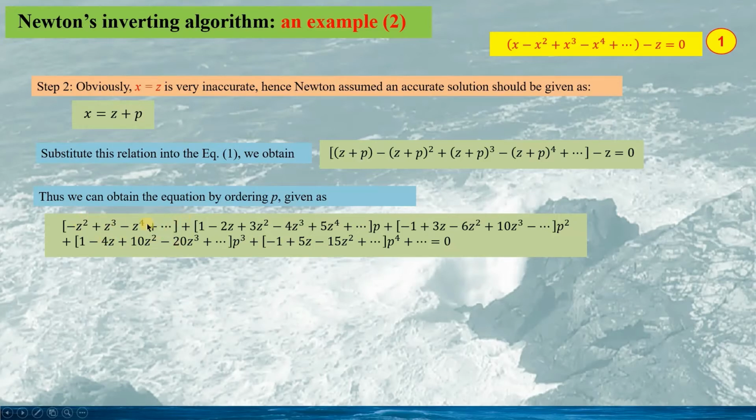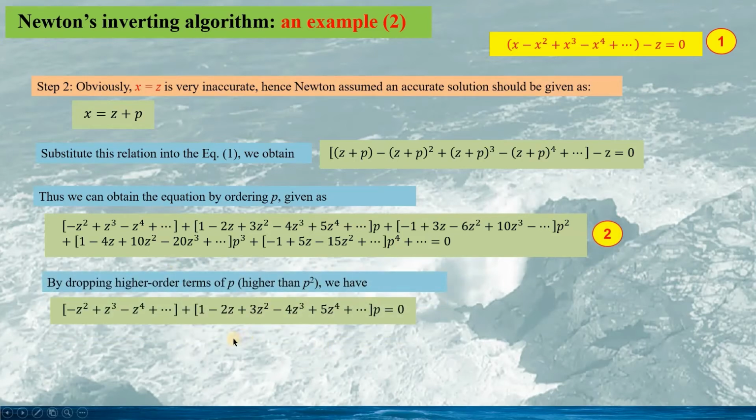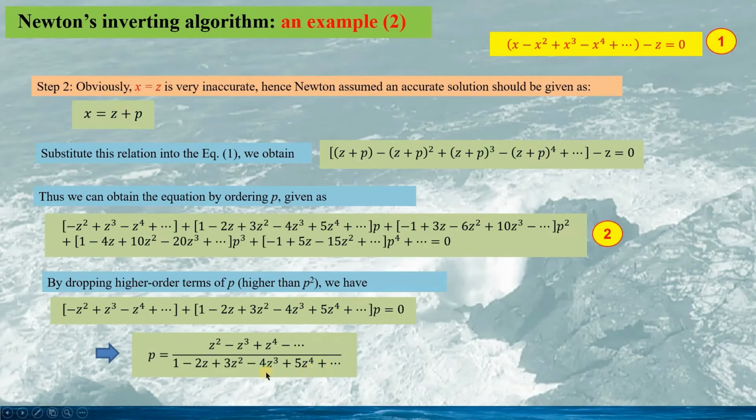Here the bracket with p to the power of 0, and this bracket we have p, p squared, p cubed, and p to the power 4, etc. So this is equation 2. And again, Newton dropped all the higher order terms of p, including p squared and higher. So we have an equation for p. Solving the equation, we have p equaling this expression.